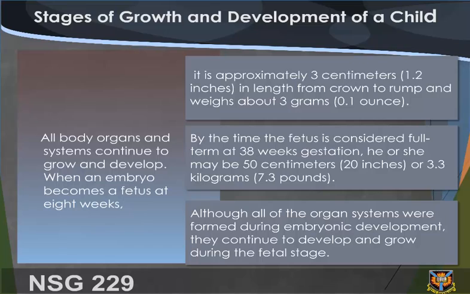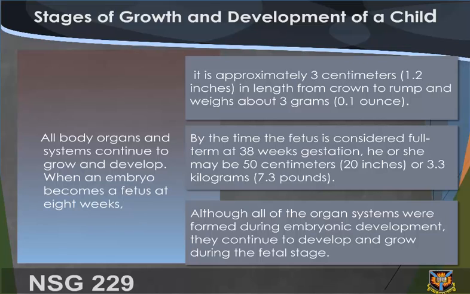When an embryo becomes a fetus at 8 weeks, it is approximately 3 centimeters, 1.2 inches, in length from crown to rump and weighs about 3 grams, 0.1 ounce. By the time the fetus is considered full-term at 38 weeks gestation, he or she may be 50 centimeters, 20 inches, or 3.3 kilograms, 7.3 pounds.